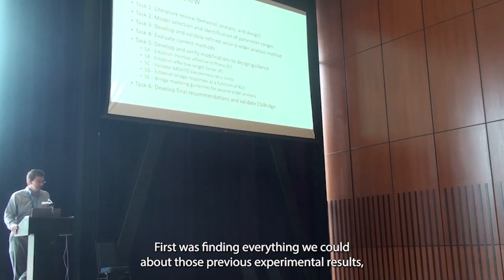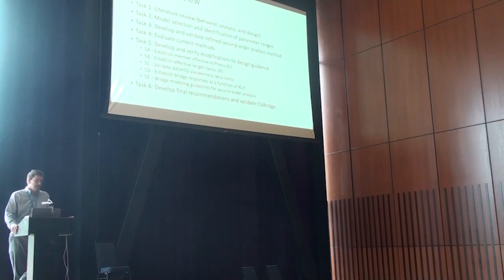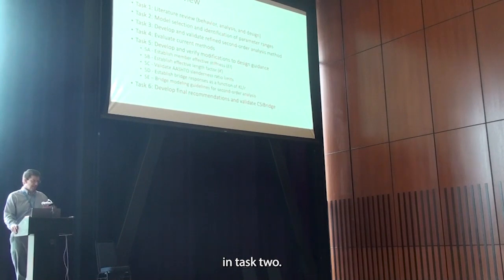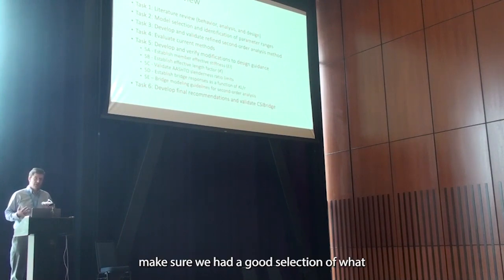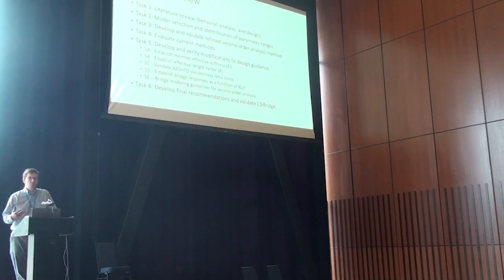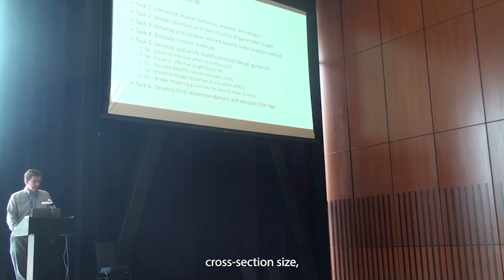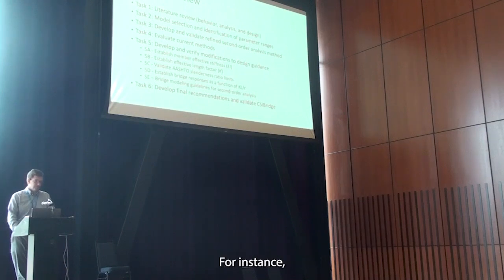First was finding everything we could about those previous experimental results, how the current design provisions were developed, as well as what the best analysis techniques are. In task 2, since we're going to be evaluating a really wide range of cases, we wanted to make sure we had a good selection of the parameters that we were going to investigate. Definitely member slenderness, definitely cross-section size, definitely boundary conditions, but not concrete strength, for instance.